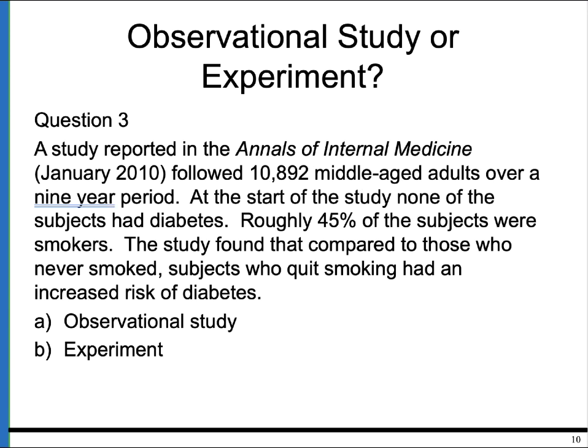And then a study in the Annals of Internal Medicine, they followed 10,892 middle-aged adults over a 9-year period. At the start of the study, none of the subjects had diabetes. Roughly 45% of the subjects were smokers. The study found that compared to those who never smoked, subjects who quit smoking had an increased risk of diabetes.